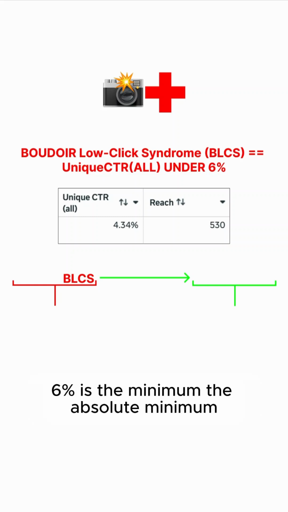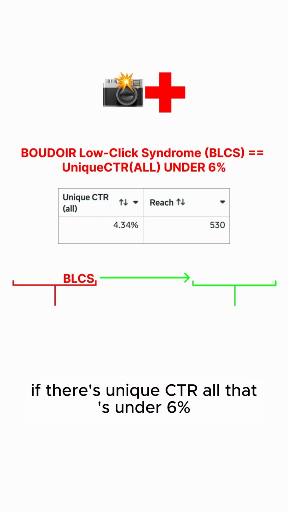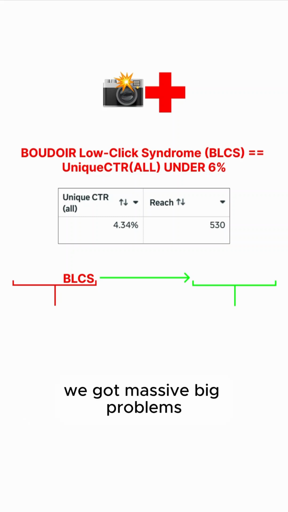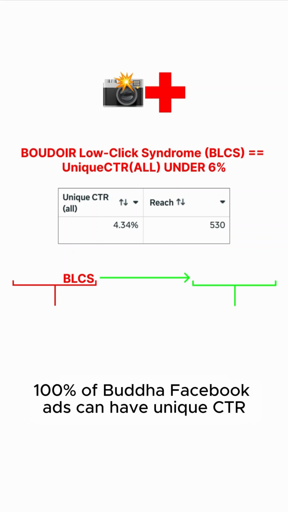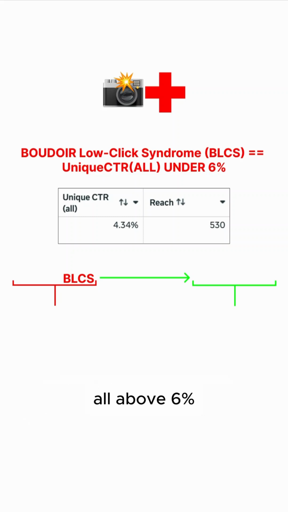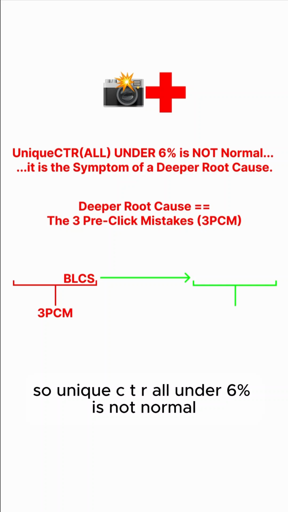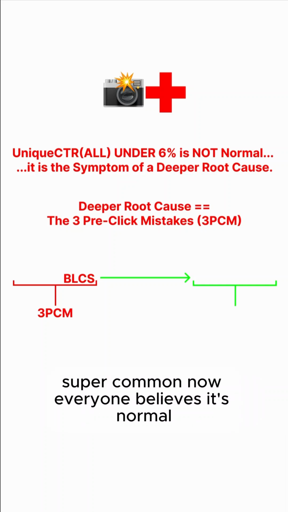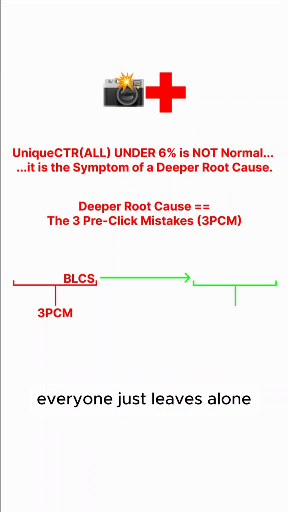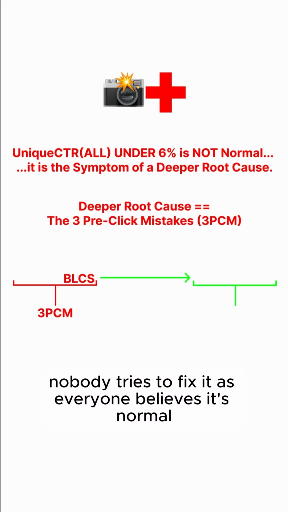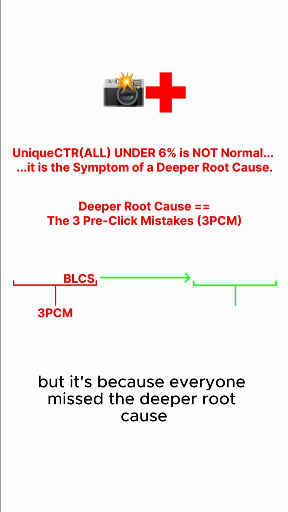6% is the absolute minimum. If there's a unique CTR under 6%, we've got massive problems. 100% of Boudoir Facebook ads can have a unique CTR above 6%, so a unique CTR under 6% is not normal. Super common though. Everyone believes it's normal, everyone just leaves it alone, nobody tries to fix it, because everyone missed the deeper root cause.